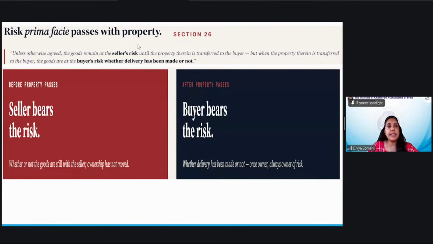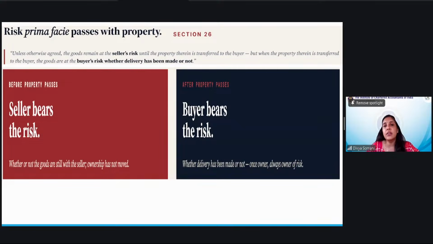Risk prima facie passes with the property. So this is the general rule, section 26. Again and again, we have been discussing this throughout, because once you have made the sale, who is the owner? Based on that topic itself, a lot of things are associated with it. So we have to understand the basic fact: who is the owner and how does the ownership transfer. So risk always follows the ownership.